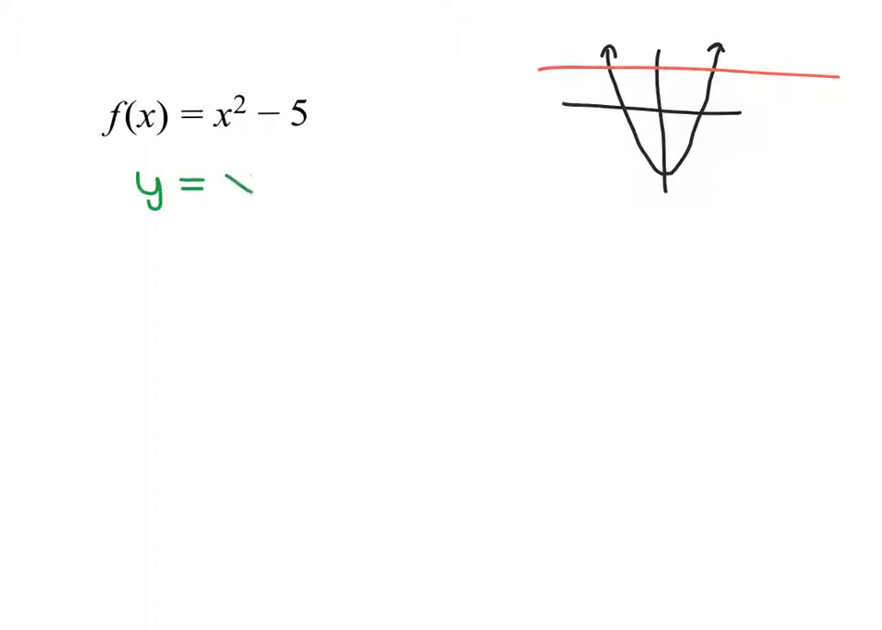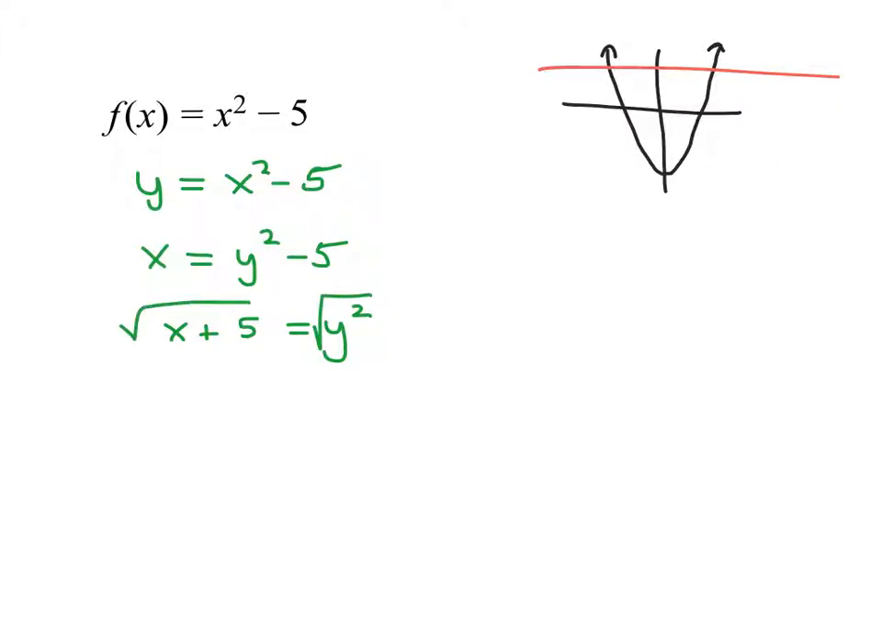So this is y equals x squared minus 5. So if I switch it, I'm going to get x equals y squared minus 5. So I'll add 5 to both sides because I'm trying to get that y by itself. So I get y squared equals x plus 5. So now to get rid of the square, I'm going to take a square root. And this is where we get tricky. So remember, when you take a square root, you need to add a plus and minus.